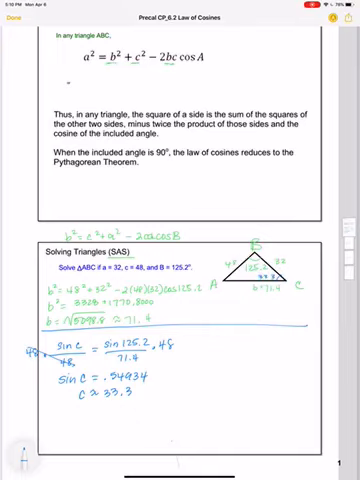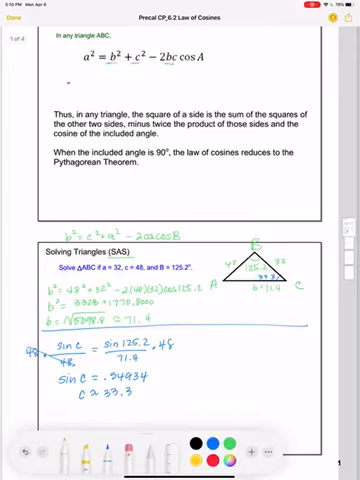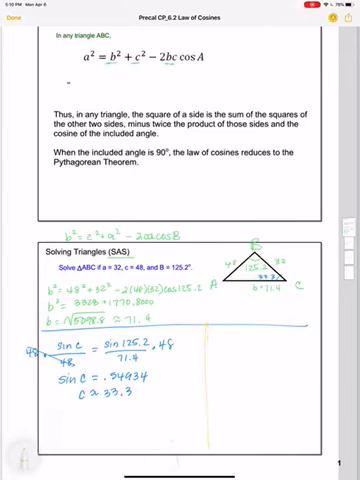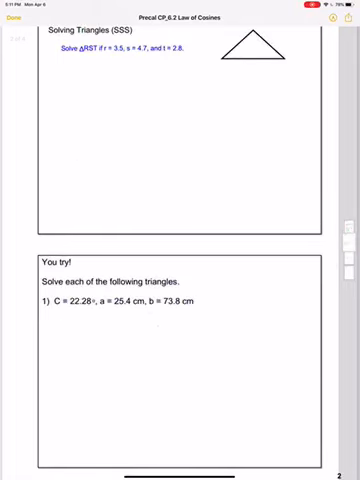Okay, so then to find my third angle, I don't even have to use a law. I can just do 180 minus the two angles that they've given me. So 180 minus 125.2 minus 33.3, and I get that angle A is equal to 21.5. So there you have it. You've found all of them. Now, this was a good example of a side angle side where the angle was obtuse that they gave us.